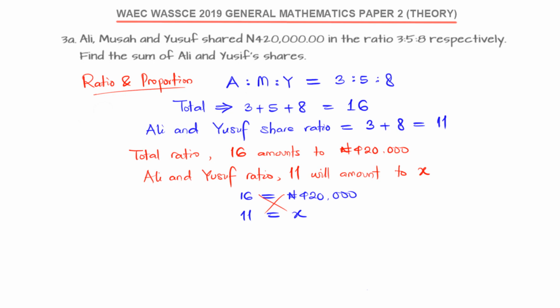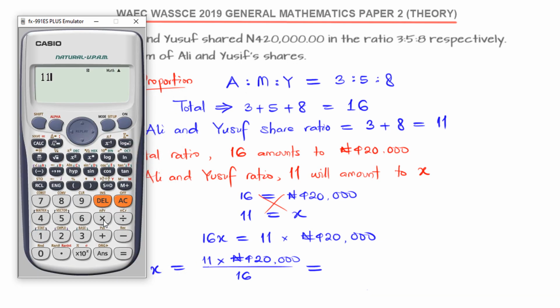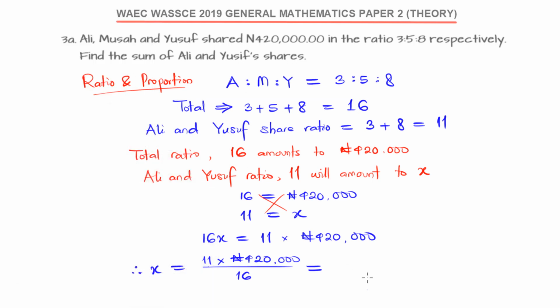And just as simple as that, if we cross multiply, we'll have 16x is equal to 11 times 420,000 naira. And to get x, we divide both sides by 16. So we can say it is 11 times 420,000 naira divided by 16. And if we bring in our calculator to solve that, 11 times 420,000 divided by 16, that's 288,750 naira. So the sum of Ali and Yusuf's share is 288,750 naira.